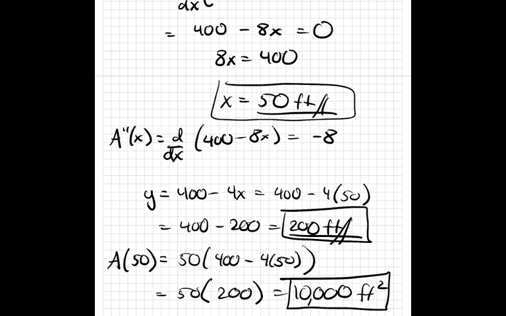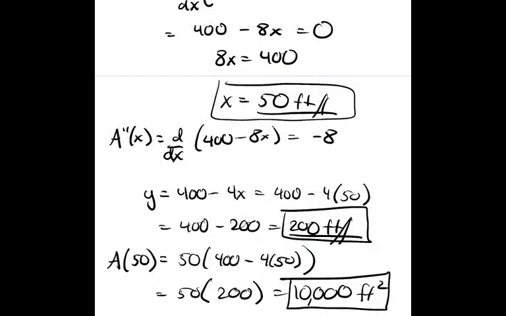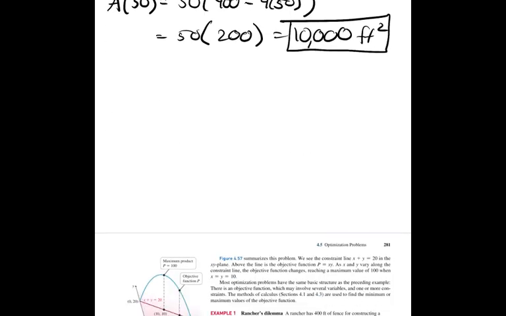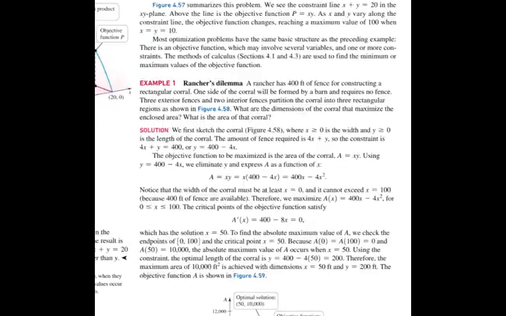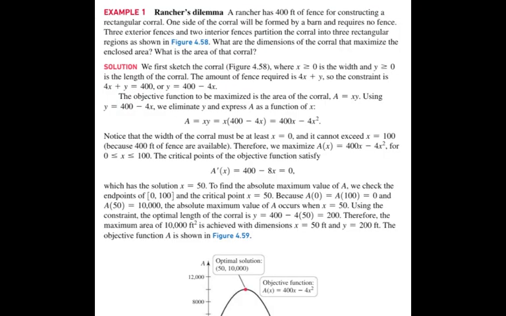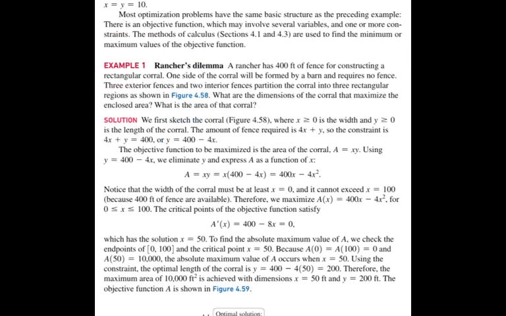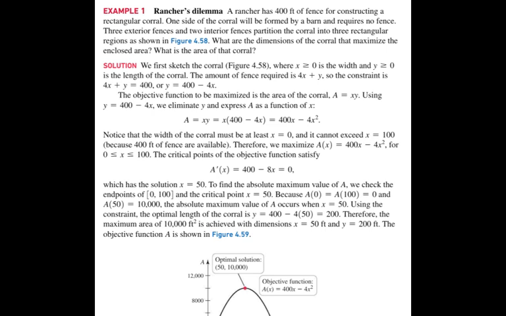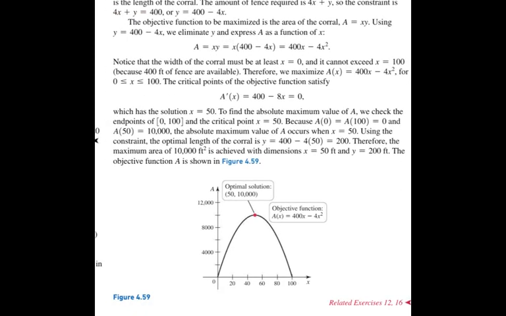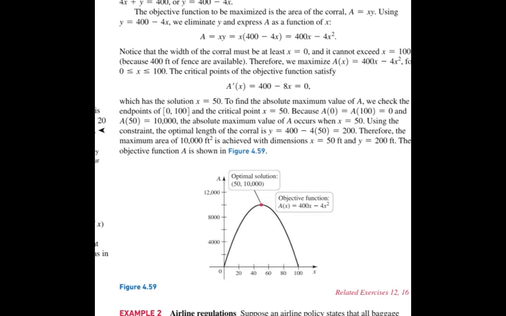Just for the sake of time, I'm just going to glance at the answer, okay? So we said x was 50, y was 200. Let's see, how do we do? So the solution that they have, they first sketched the graph. We have that. So then we had y equals 400 minus 4x. So then they get the area only in terms of x. They looked at the first derivative. So if we graph the area in terms of x, we get this. So the optimum is going to occur at the vertex.